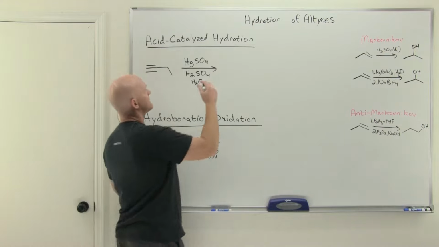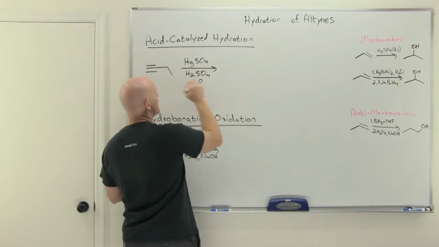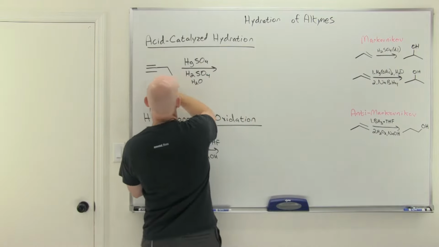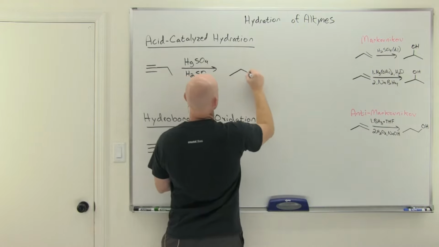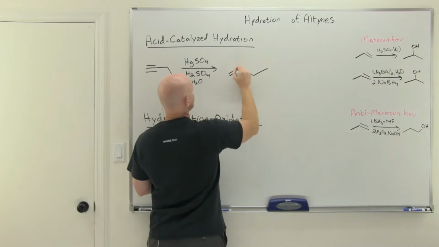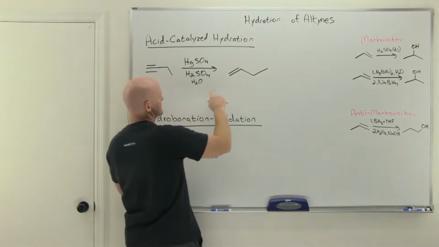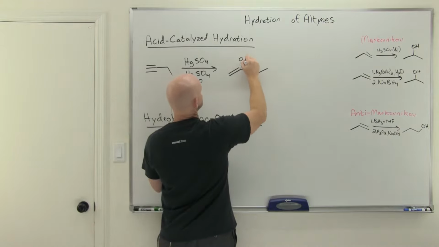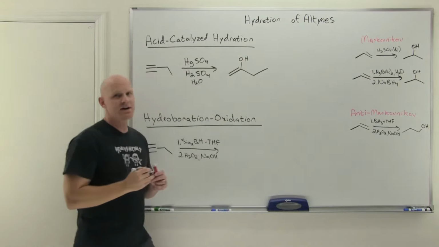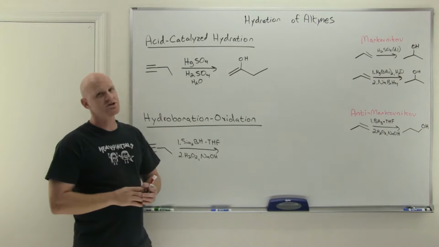So if we take a look at the result of adding 1 equivalent of H and OH as it occurs here, we have 1, 2, 3, 4 carbons, and we're still going to have an alkene after 1 equivalent is added. The OH is on the more substituted side, and we add an H to the less substituted side. We have an interesting situation going on here.